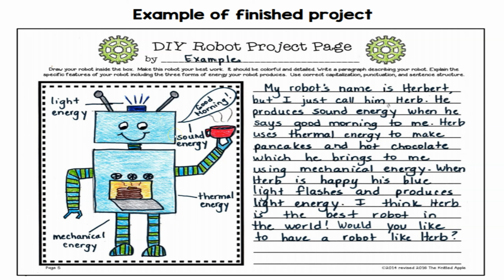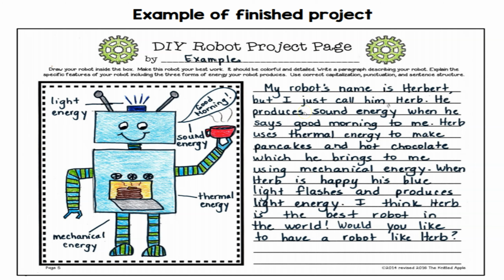And then you're going to write a paragraph about your robot. And you must use at least 3 forms of energy. Now this example uses 4. When it's all said and done, you will have learned about 6 forms of energy, so at least half of them must be included in your robot. And your page 4 is where you're going to be kind of planning this all out.